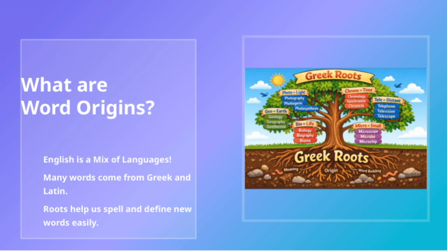So, when we talk about word origins, we're exploring the roots or the original parts of words that help us understand their true meaning. Recognizing these roots can make learning new words much more intuitive and engaging. This idea ties into our overall theme of understanding language and how it evolves over time.